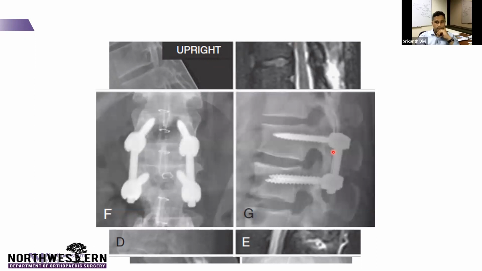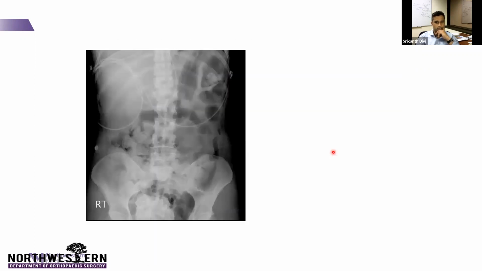So here's an example. They did one level above and below. I probably would have done 2 above, 2 below. This is a clear example that needs to be stabilized with a 3-column injury.